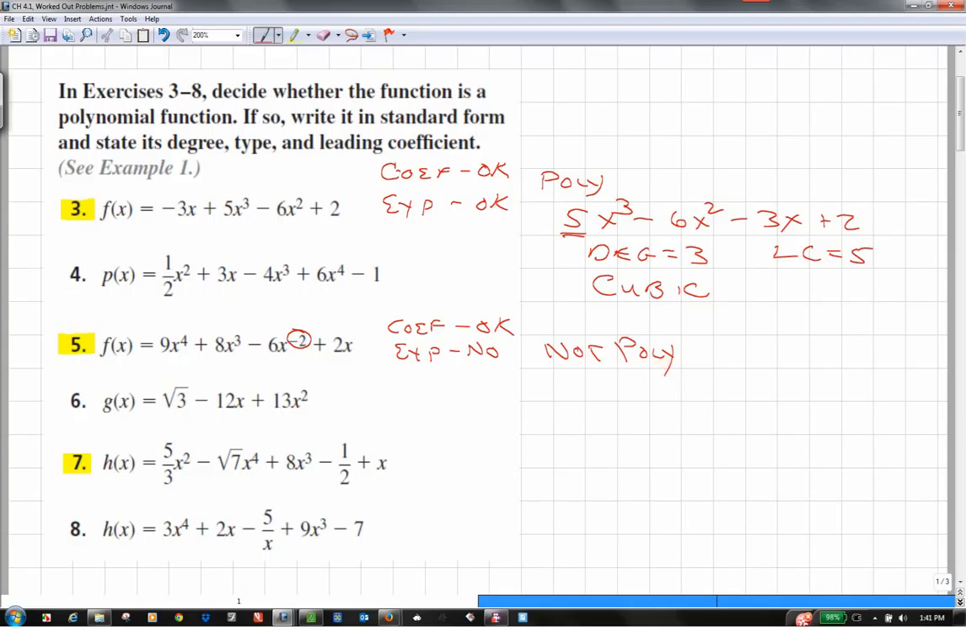Looking at number 7, let's look at the coefficients. I have 5/3. That's a real number. It's not imaginary. Square root of 7. That's a real number. It's not imaginary. 8 and a -1/2. So the coefficients are okay. Let's look at the exponents. I have a 1, a 3, a 4, and a 2. They're all okay.